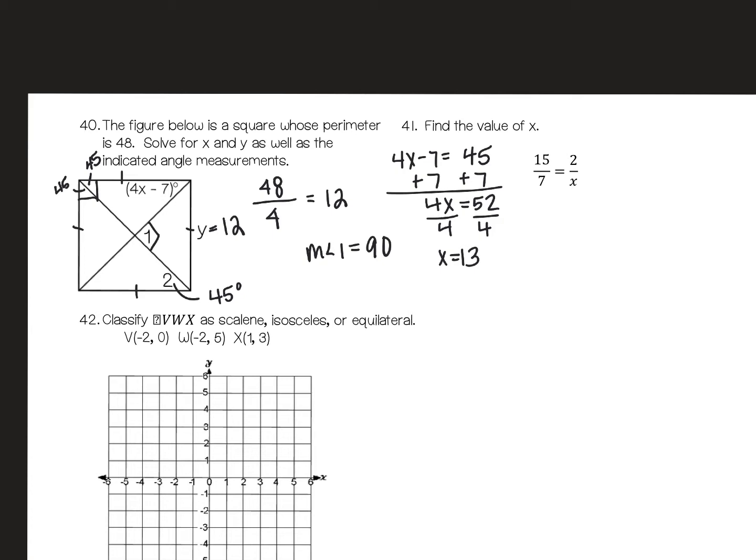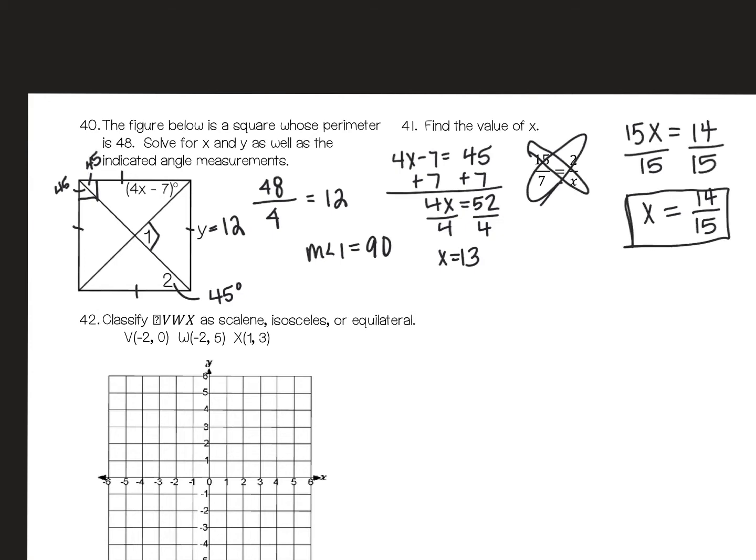For 41, this is a proportion that we're just going to solve, so we are going to cross multiply. So we are going to get 15x equals 14. Divide both sides by 15. If you type this into a calculator, it's a pretty nasty decimal, and we don't want to round when we're doing proportions, so I'm going to go ahead and just leave it like this.